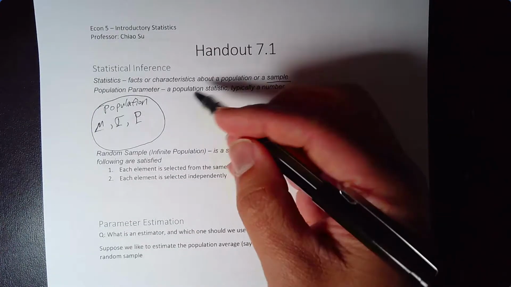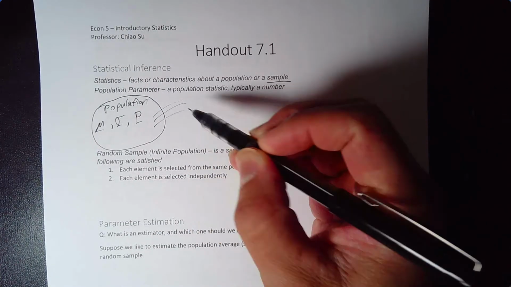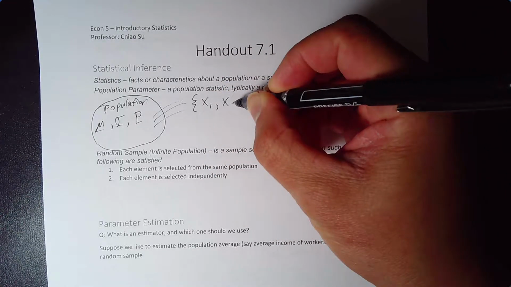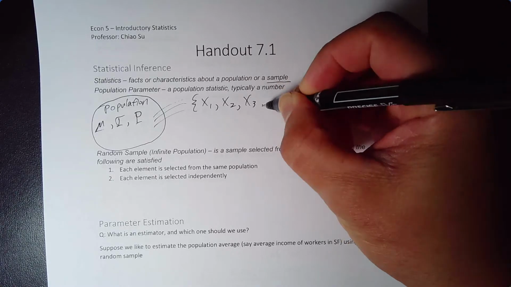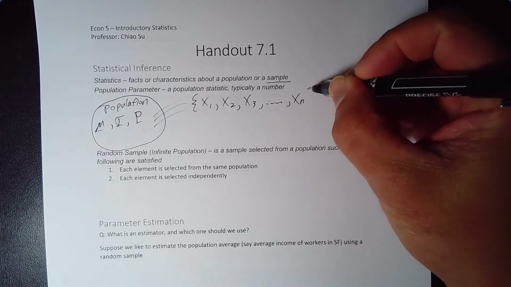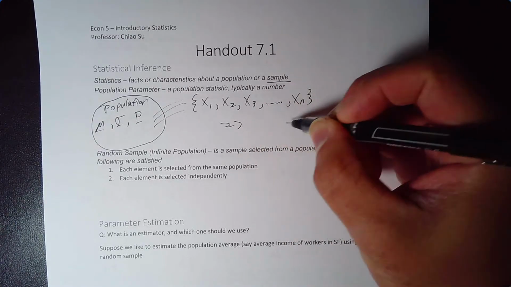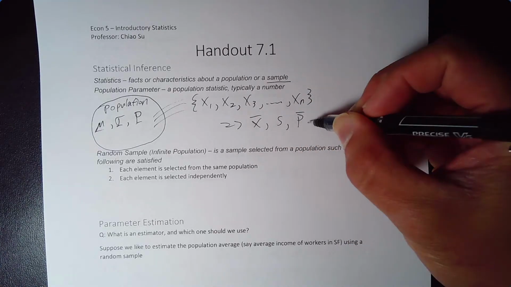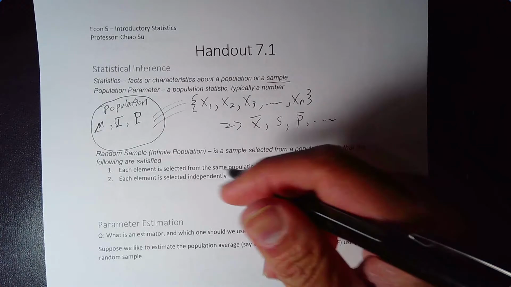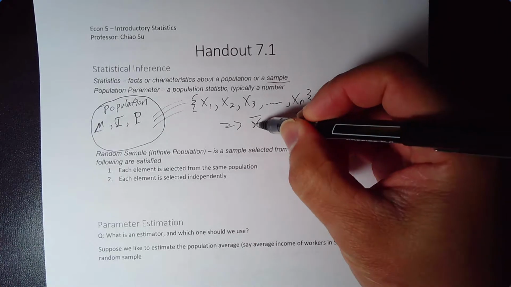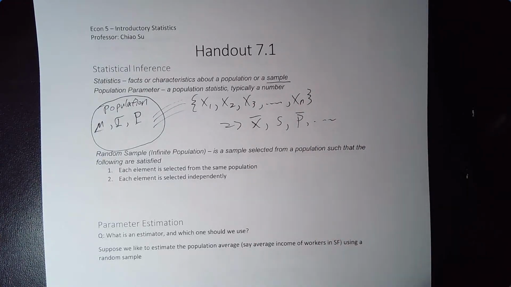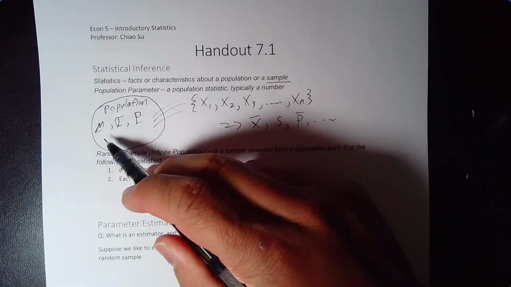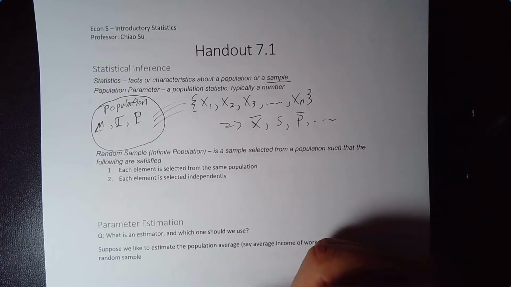So what can we do? Well, we can select samples. We can collect a sample of size n, and from that sample, we can calculate the sample statistics: x bar, s, p bar, and so on. When you Google anything, you get census data. When you get IRS data, all of those are sample statistics, and we're trying to get an idea of what the true population parameter is.